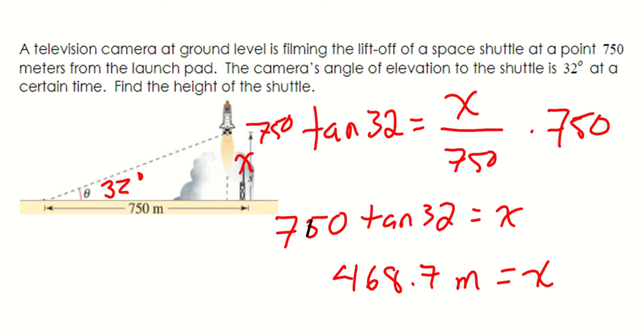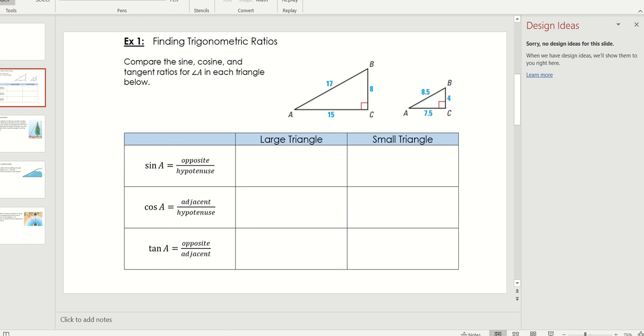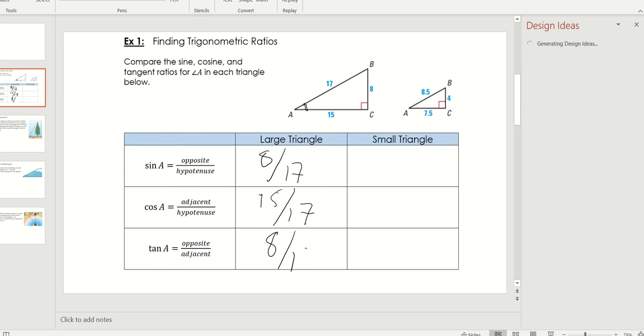So most of you did pretty well with getting these relationships and the ratios set up. So let's take a look at the PowerPoint. Okay, so over here at the PowerPoint, our first was just writing out the ratios. For the large triangle, the sine is opposite over hypotenuse based on angle A. So the opposite is 8, the hypotenuse is 17, the adjacent is 15, the hypotenuse is 17, the opposite is 8, the adjacent is 15. So those would be my ratios.